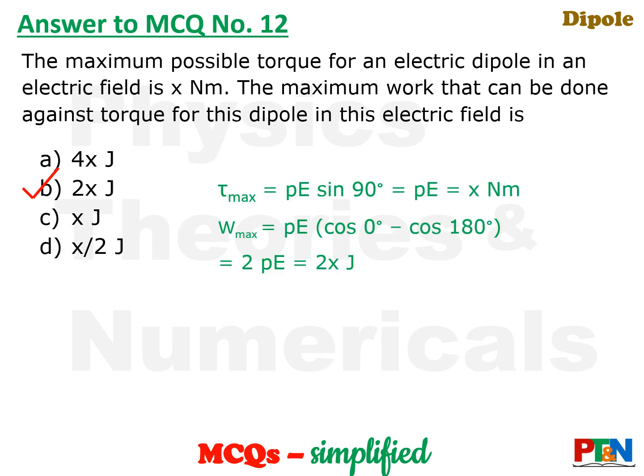Again, easy. What has been given? Tau max, that is maximum torque, that is pE sin 90 degree, that is pE. So pE is x Newton meter. W max will be pE into cos 0 degree minus cos 180 degree, that is 2pE. So it will be 2x joule. Easy.